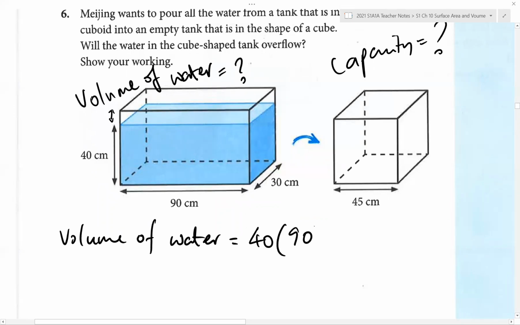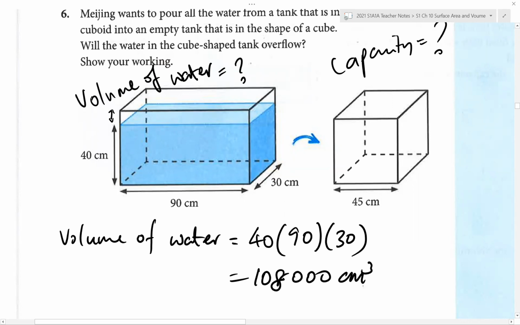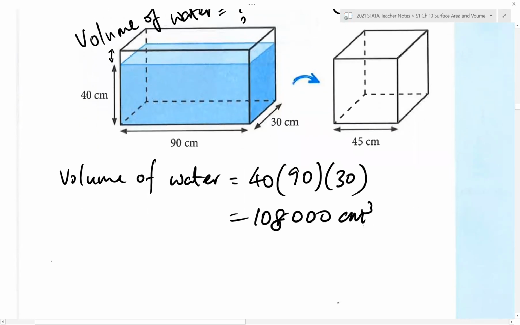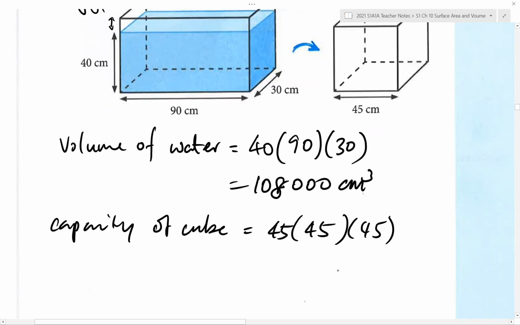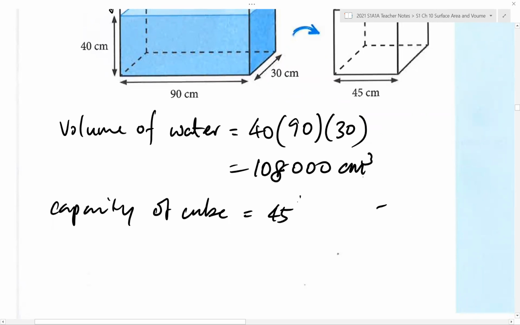Good, very good. So 40 times 90 times 30 is 108,000. So this is in cubic centimeters. What about the capacity of the cube? 45 times 45 times 45. Very good. In other words, it is 45 cube. We can simplify all this to become 45 cube, and we get 91125 cubic centimeters.